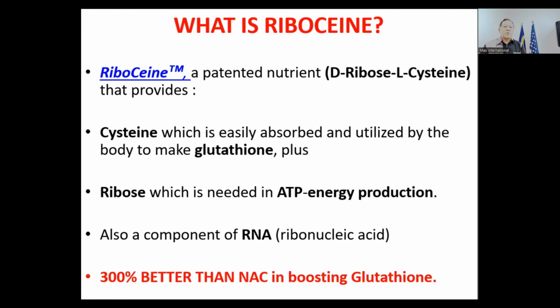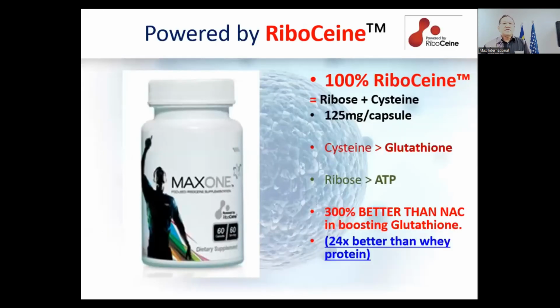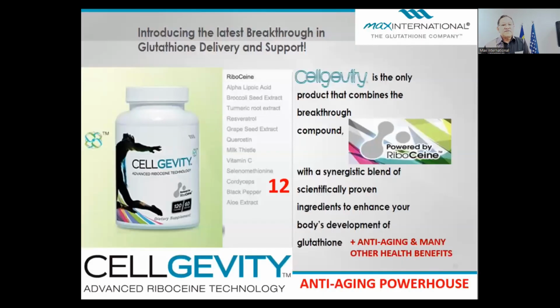So that probably explains why ribosine is 300% better than the next best glutathione precursor, which is NAC or N-acetylcysteine. Max International has two products that are powered by ribosine. One is Max1, which is 100% ribosine, and the other one is Celgevity, which is ribosine plus 12 other ingredients, blended together to enhance the development of glutathione and also have their own health benefits, many of which are anti-aging. So Celgevity is an anti-aging powerhouse.